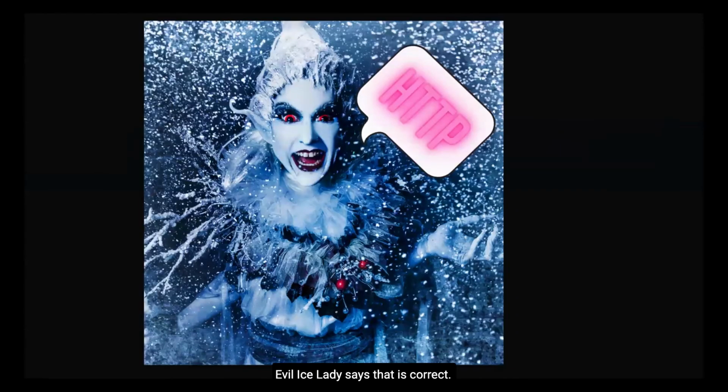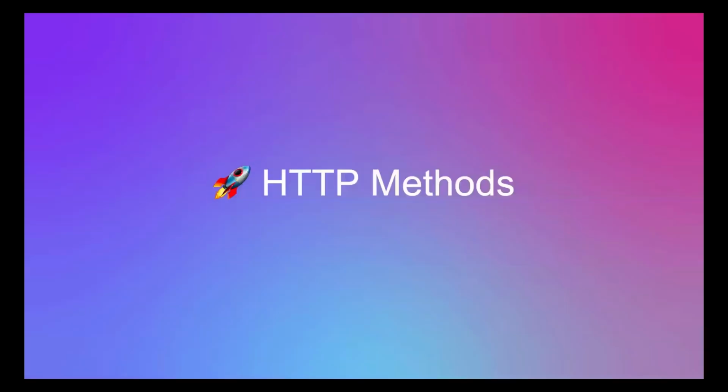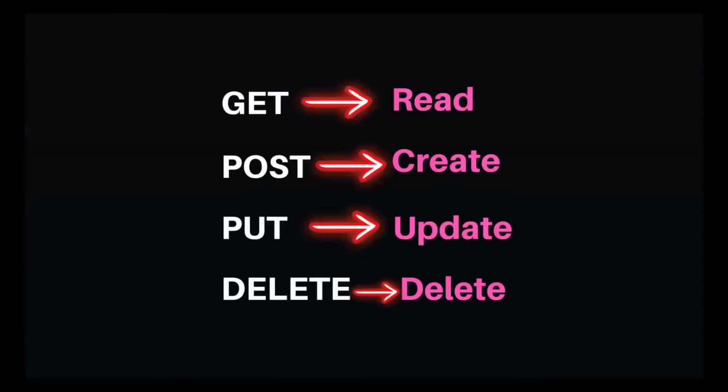Evil Ice Lady says, that is correct, okay? But how would you execute an HTTP method like a post request? You take a drink of water, which I'm gonna do now, and you clear your throat. Then you take in a deep breath and say, HTTP methods are action-oriented verbs. And so we've already covered how to do a GET, which is read-only. So let's see how to do a post in Flask and FastAPI.